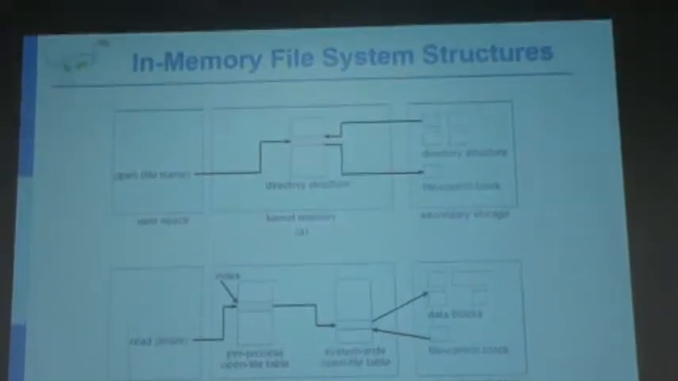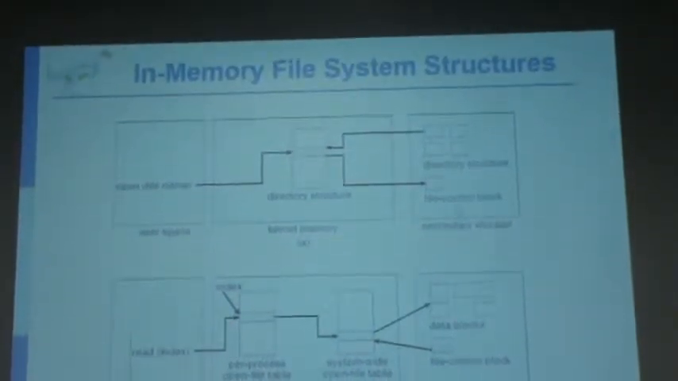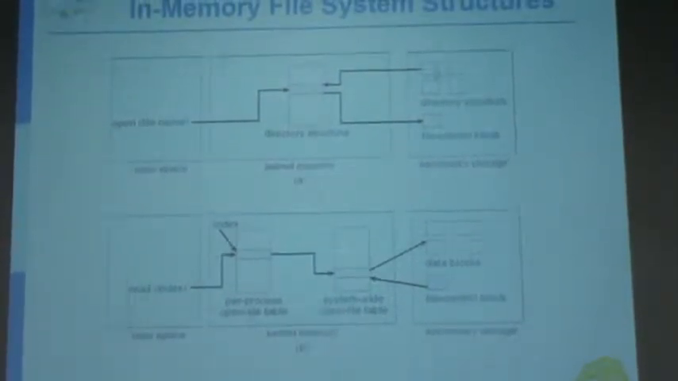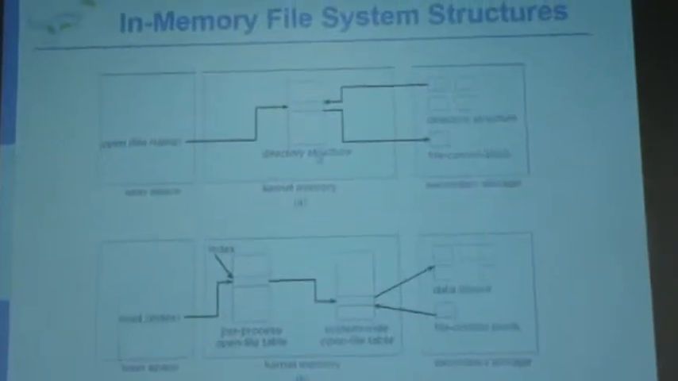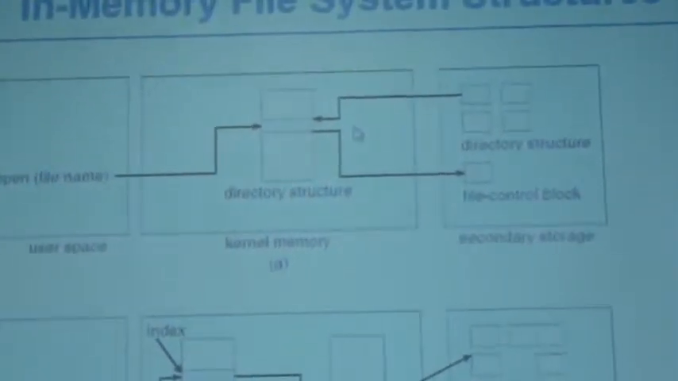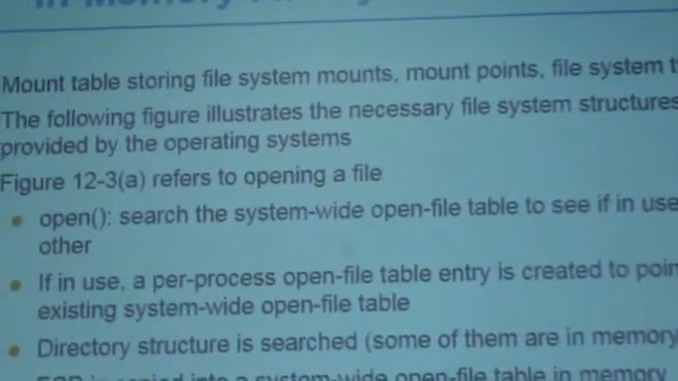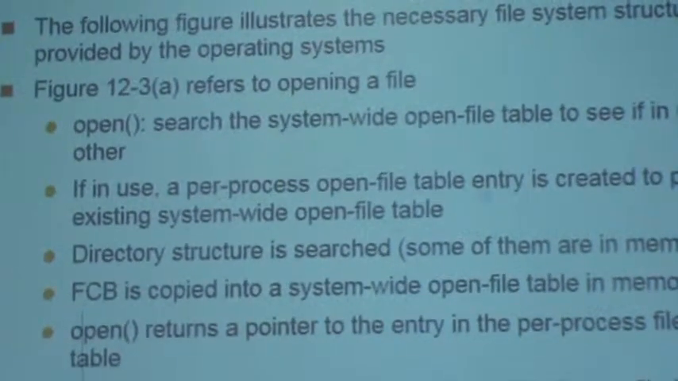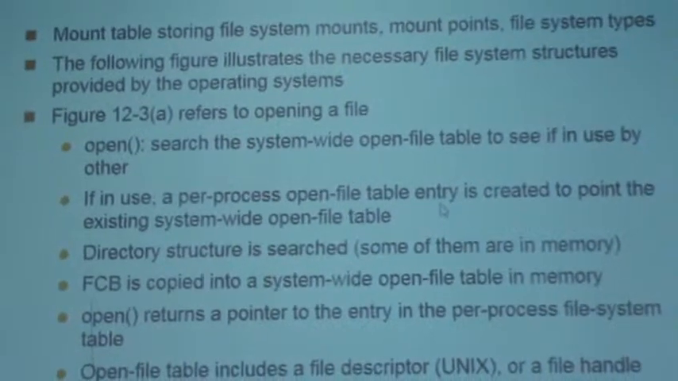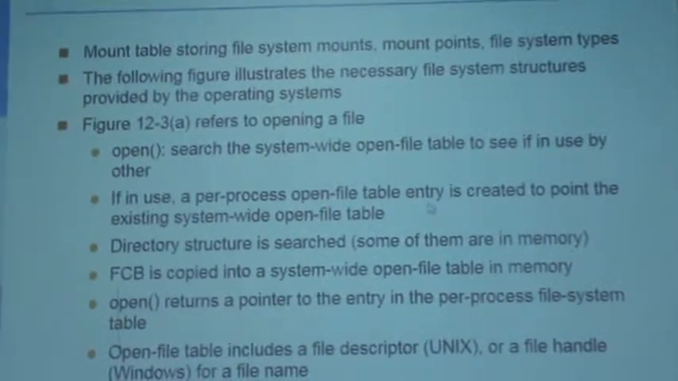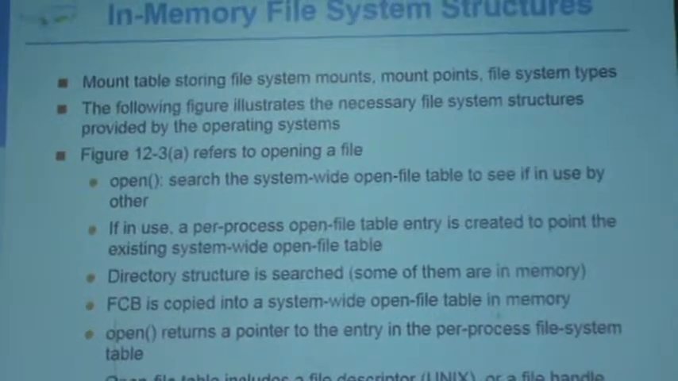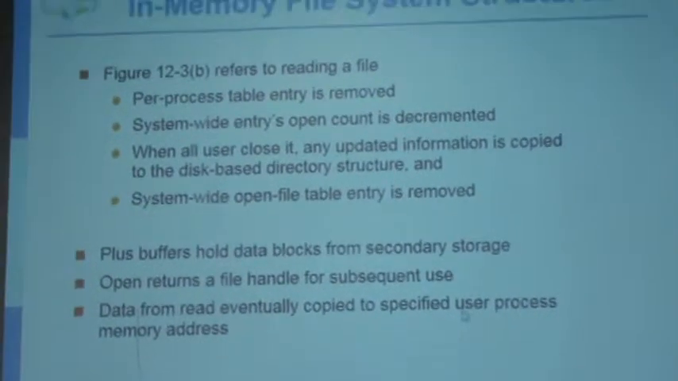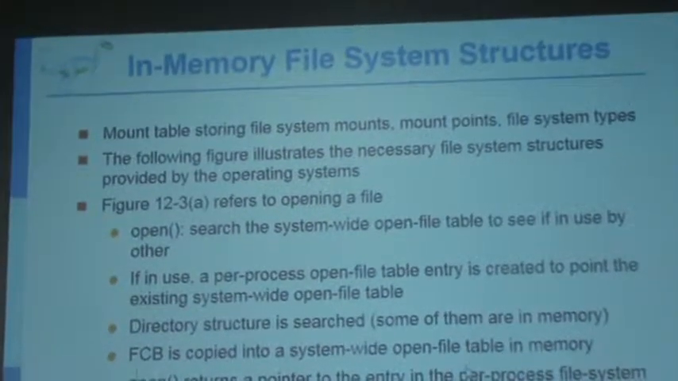In the file system secondary storage, you have the file control block. When you read the data from the directory structure, you can copy such file information to the system-wide open file table, as well as the per-process open file table. Then the FCB is copied to the system-wide open file table in memory. This is the opening of the file.